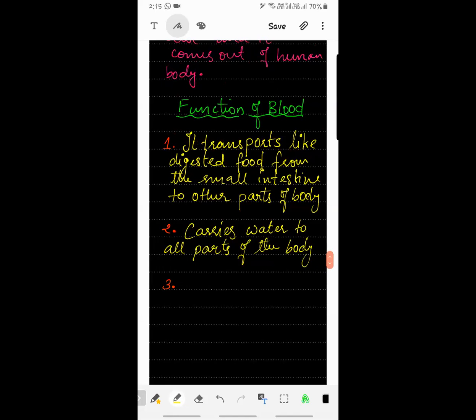Many functions are there. The few functions I will write, and you check whether what I'm writing matches with yours or not. It carries oxygen, O2 and CO2, during circulation.